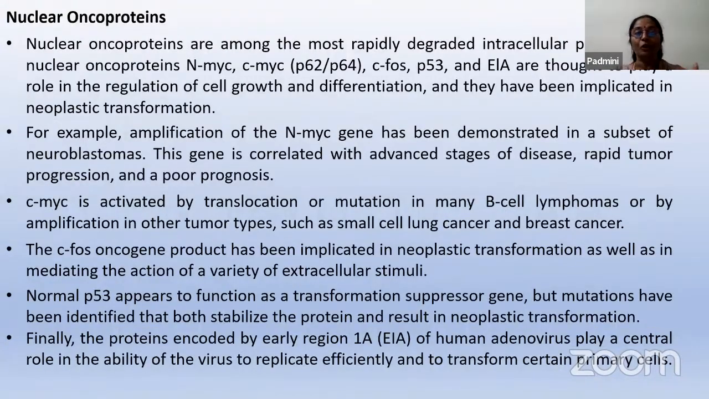That was about cytoplasmic oncoproteins. Now we are going to talk about nuclear oncoproteins. So what are the nuclear oncoproteins? They are among the most rapidly degraded intracellular proteins. The nuclear oncoproteins are NMYC, CMYC, which can be P62 or P64, CFOS, P53, and E1A.